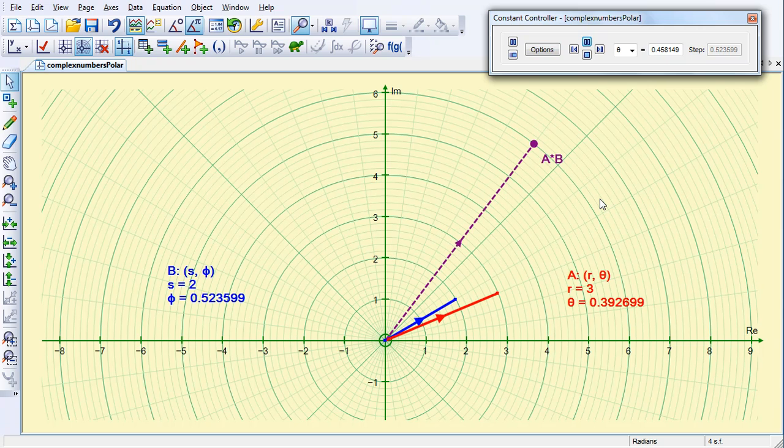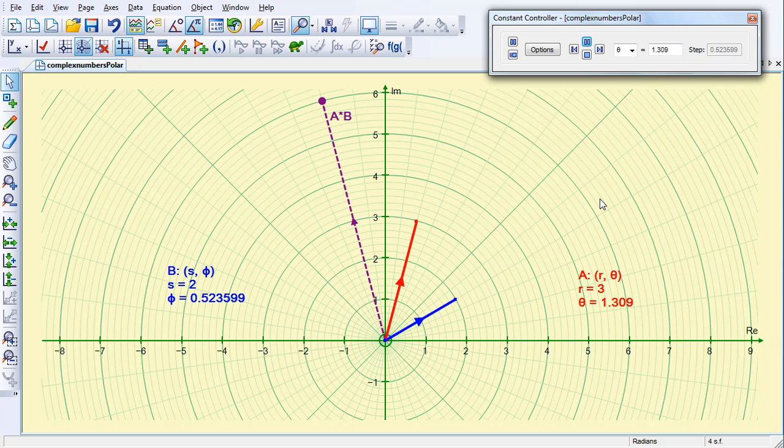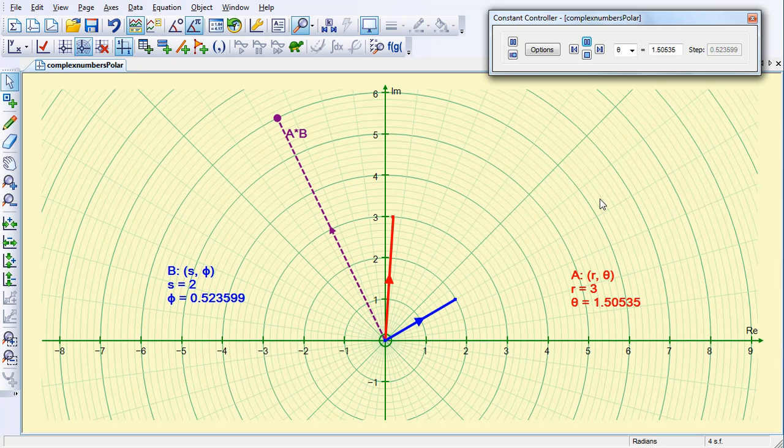So as a conclusion, to find the product of two complex numbers, we multiply the moduli, and that has an effect of stretching the number, and adding the arguments, which is a rotation in an anti-clockwise direction.